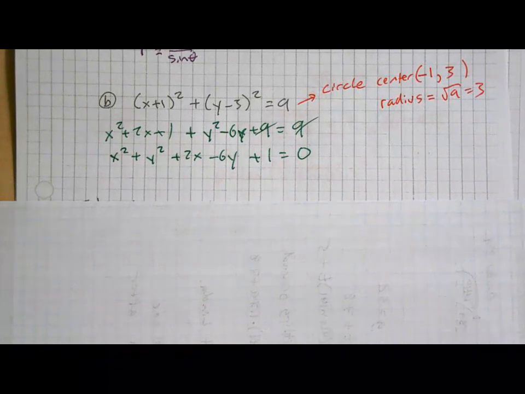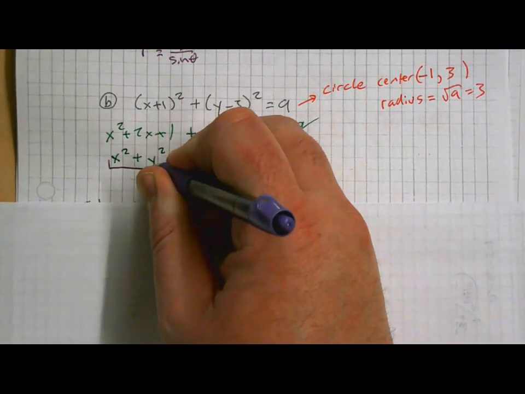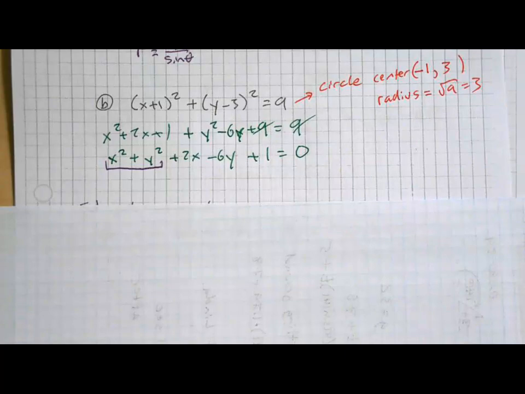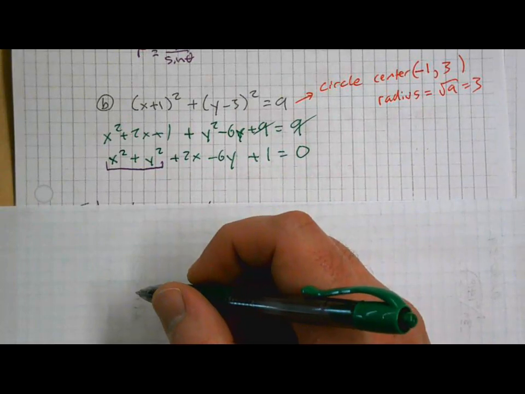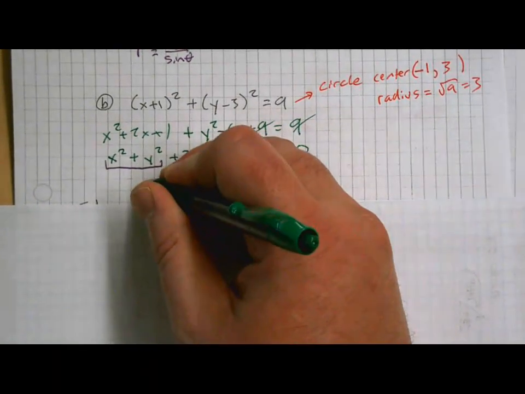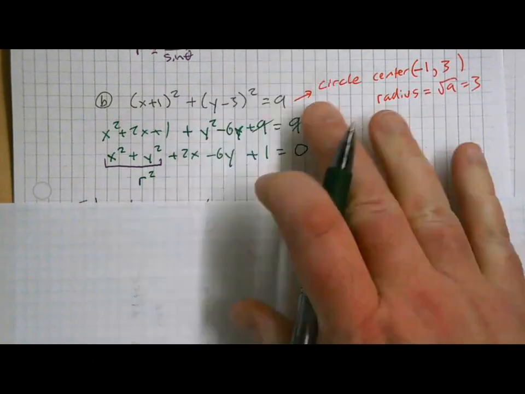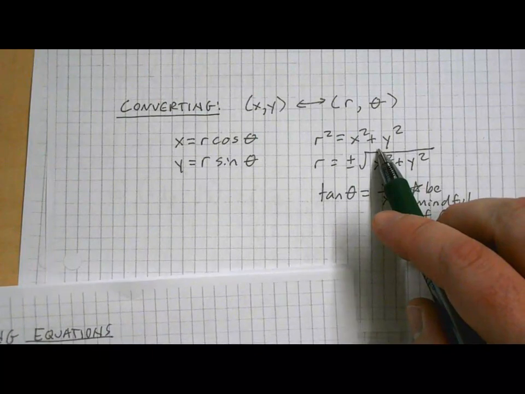Why did I rearrange it that way? If you look at the beginning of your notes, we've got an equation for x squared plus y squared. What is x squared plus y squared equal to? Yes, it is the Pythagorean theorem. It would be c squared, but in our situation, that is r squared. x squared plus y squared equals r squared. It's in your conversions here. x squared plus y squared is r squared.